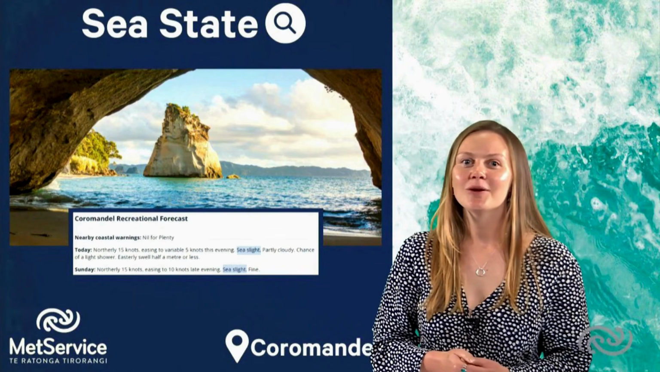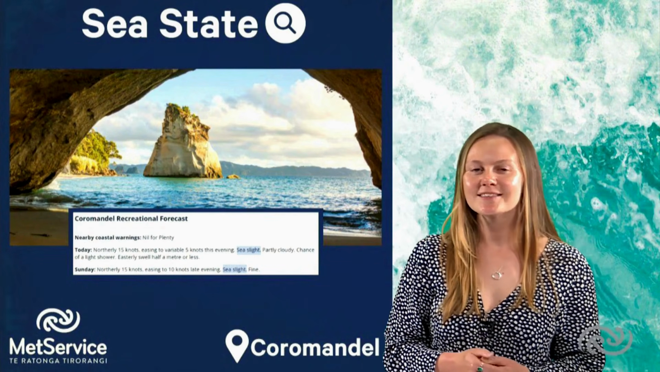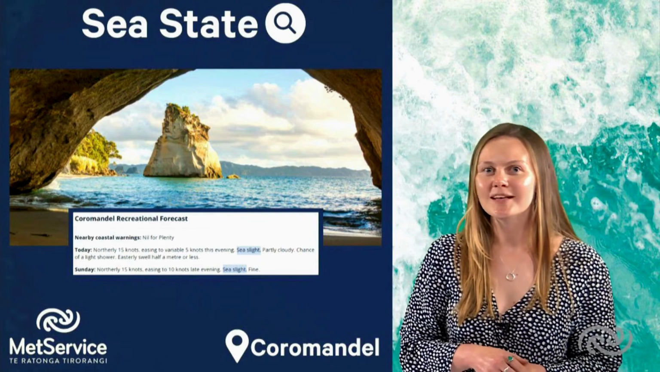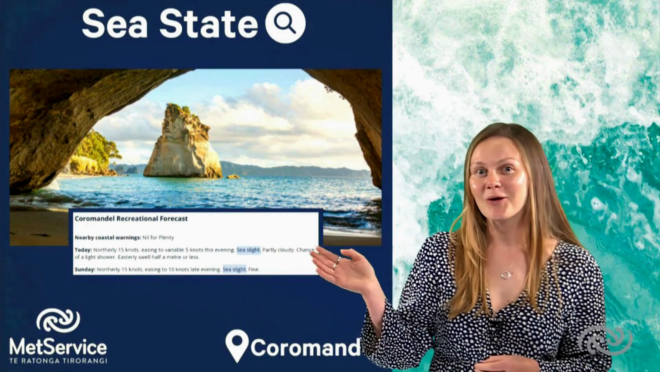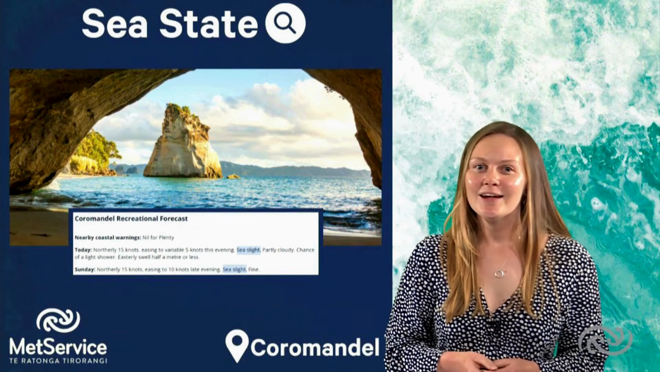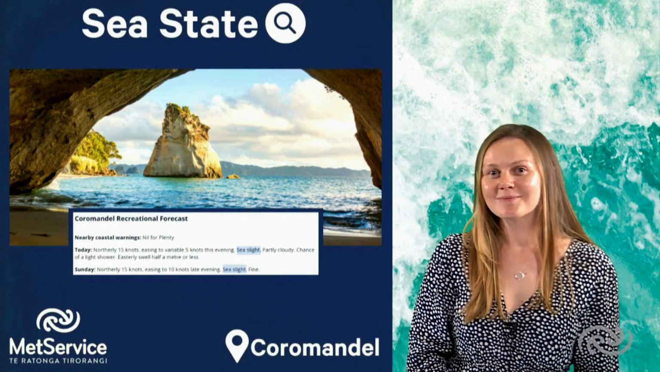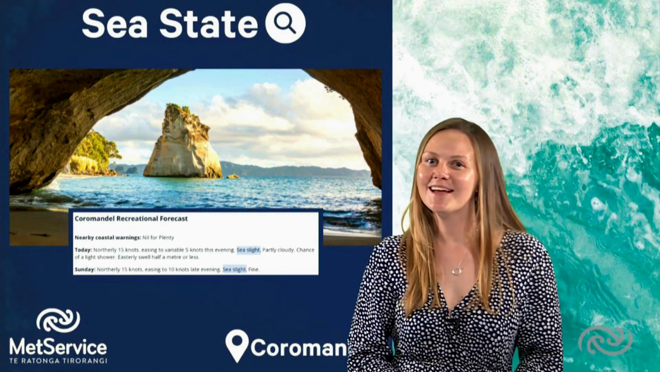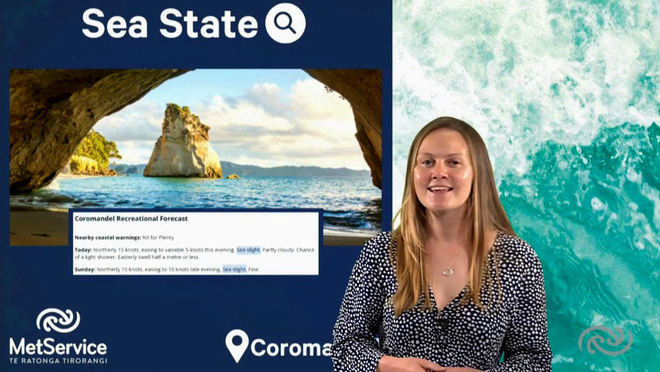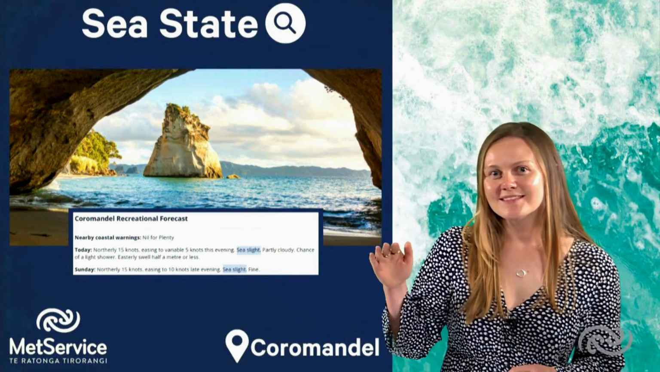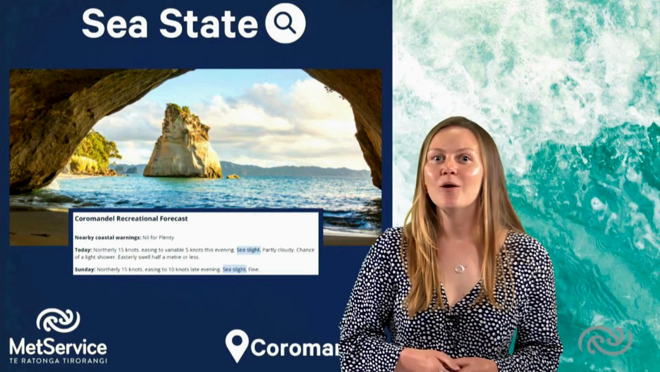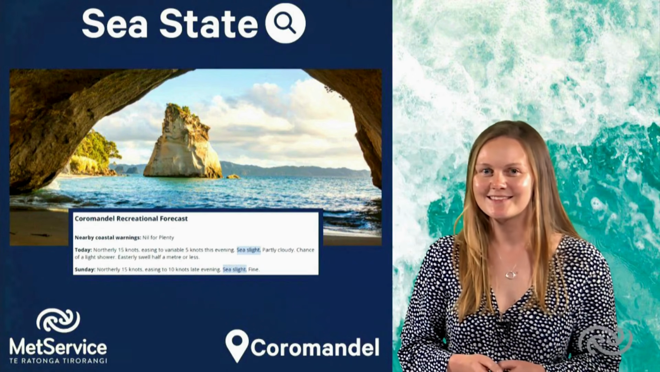Now let's have a look at one of our recreational forecasts, one of our closer inshore ones. And we've got a nice picture of Cathedral Cove from the Coromandel here. Here we've got a 15 knot wind speed in the forecast, so we're expecting a sea state slight. That would mean the waves would be between 0.5 meter and 1.25 meters.